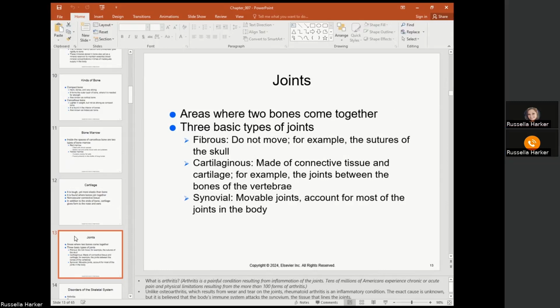So those are fibrous joints where they do not move at all. Cartilaginous joints are made of connective tissue and cartilage, so that would be like between the bones of the vertebrae. And synovial joints, those are all your movable joints. So that's most of the joints in your body are synovial joints.